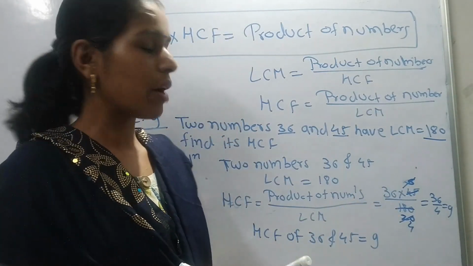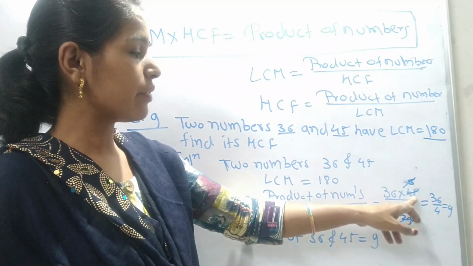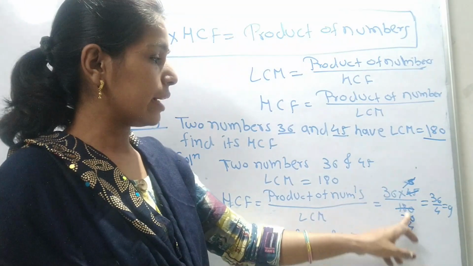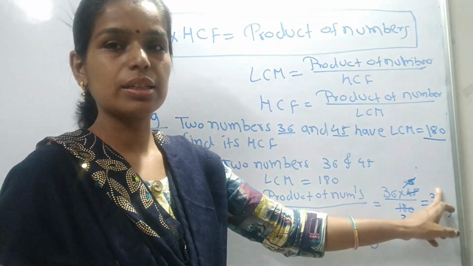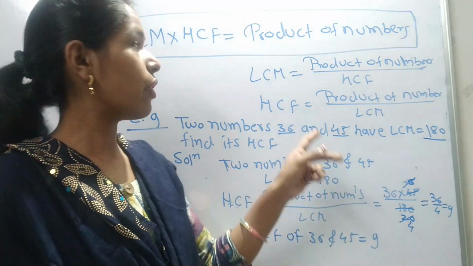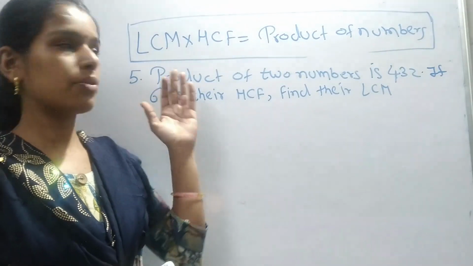Do you understand how I have calculated? I have divided 180 by 45. I got 4. 4 45s are 180, and the 36 I have divided by 4. I got the answer 9. 4 9s are 36. So I got the answer 9. So 9 is the HCF of the given numbers 36 and 45. So student, this is your question number 5.